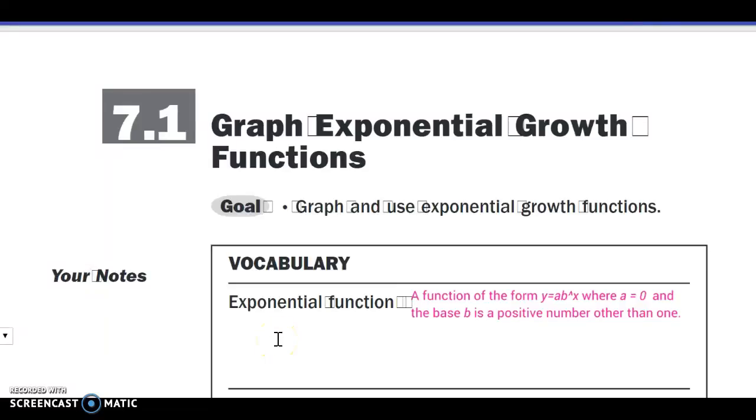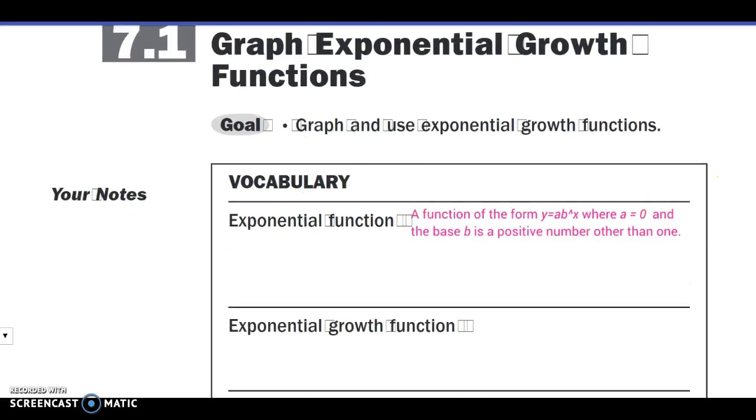Okay, so for this video, we're working on the note-taking guide for lesson 7.1, which is going to introduce exponential growth functions. So we have some definitions to begin. We're going to get those in and then actually see what these are and what they look like.